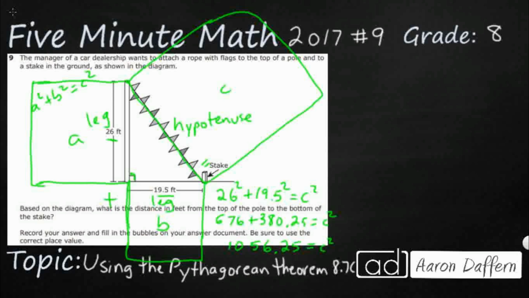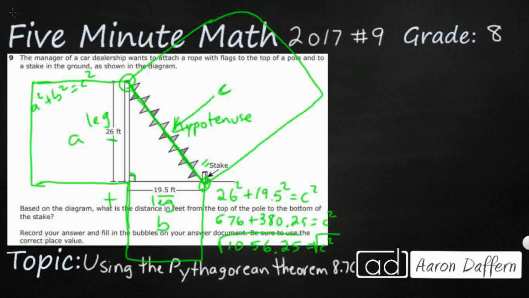for what c squared is. We want to find the distance from the top right here to the stake, the hypotenuse. And that hypotenuse is c, not the entire square. It's just c. So how do we isolate that variable and get rid of that exponent? Well, the opposite of an exponent is a root. So since it is squared, we're going to take a square root.